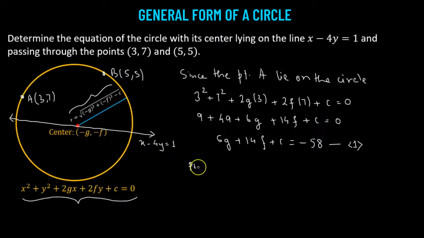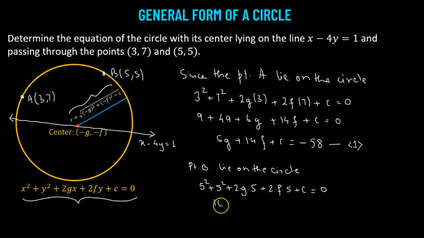Similarly, point B lies on the circle as well, so that particular point is also going to satisfy the equation of a circle. So we have the point (5, 5), so we get 5 squared plus 5 squared plus 2gx plus 2fy plus c equals 0. So we get 10g plus 10f plus c equals negative 50. So this is going to be equation number 2.